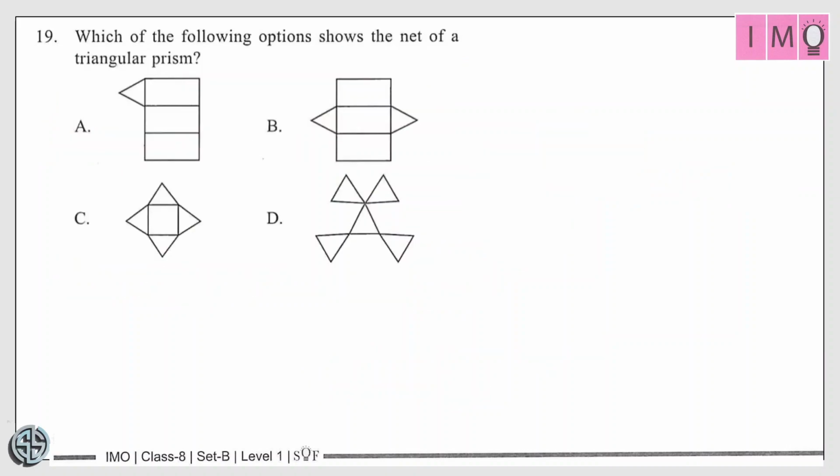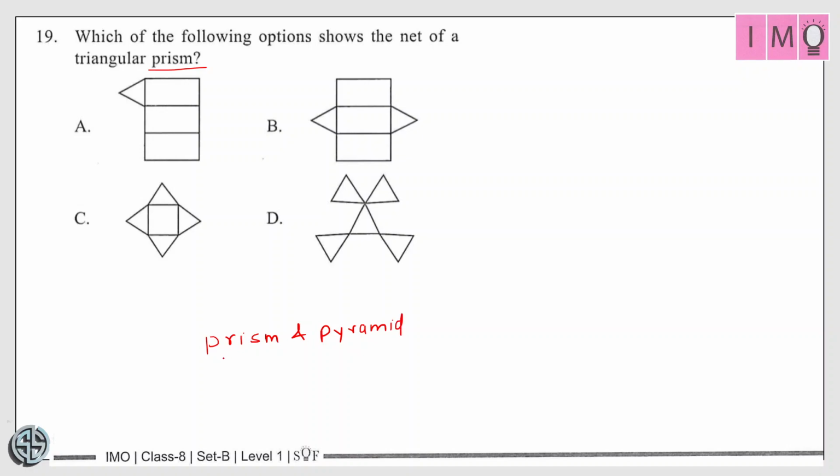Now, here the question is, which of the following options shows the net of a triangular prism? So you have to tell what will be the net of the triangular prism. First, you must be very clear what is prism and pyramid. You know the difference between a prism and pyramid. You have heard about the great pyramids of Egypt, right? You have seen them in the movies also.